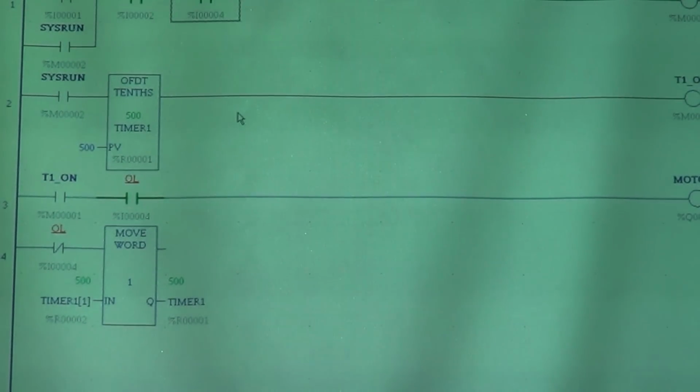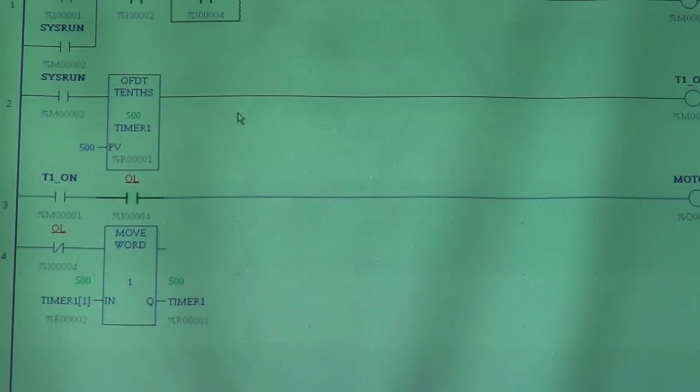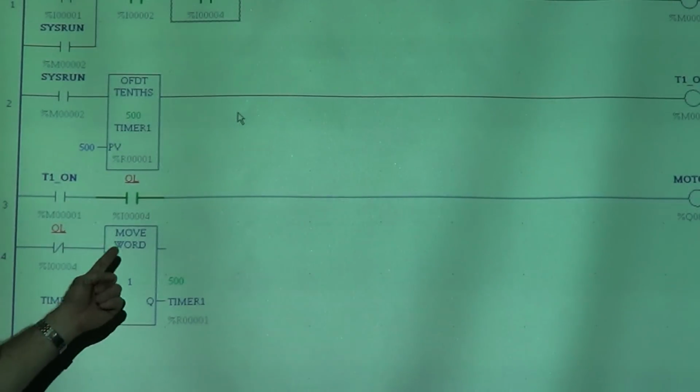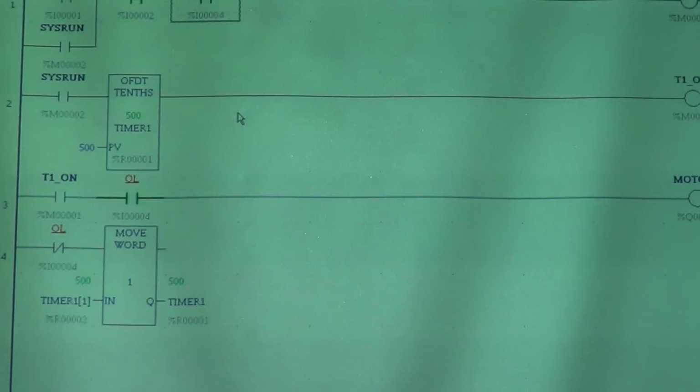Okay? Boom. Done. So if you have an array that you're working with, or some data values, a data table, it's a real quick way to set the data table to whatever value you need it to be set to. But in our case, we're using the move word to reset that off delay timer and shut it down. When we have an overload, we don't want that off delay. Okay? Any questions?